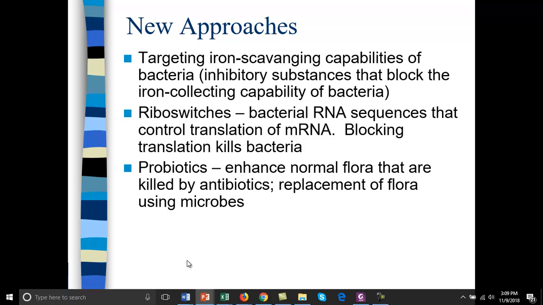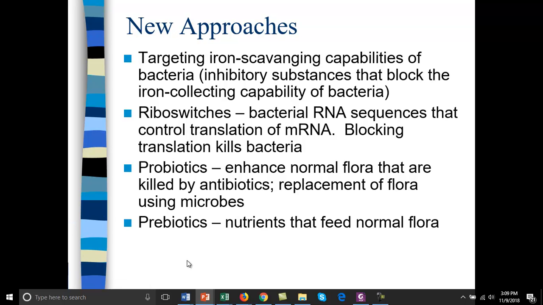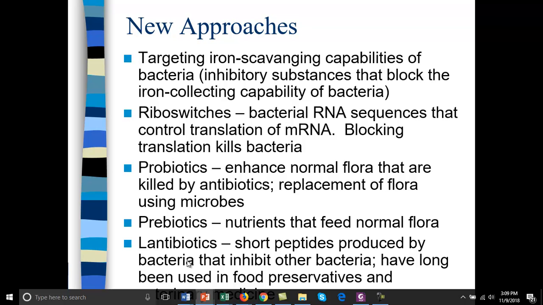Also, using probiotics is a good approach. It flushes out the bad bacteria, especially when you have a gastrointestinal infection. You take a probiotic, it gets rid of the nasty bacteria and it replaces it with good bacteria. Or you can take prebiotics. These are nutrients that feed the good bacteria and starve out the bad bacteria. Okay, and then lantibiotics, which are antibiotics that are produced by other bacteria. They've been used in food preservatives, and these are now being used as antibiotics therapeutically.